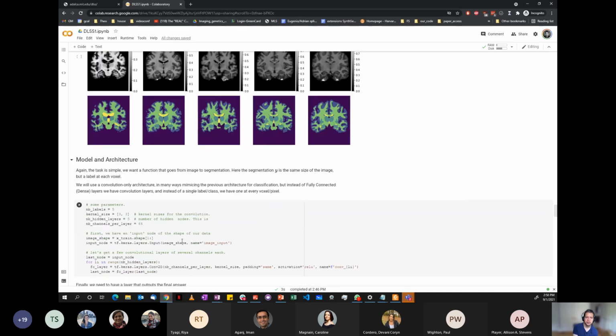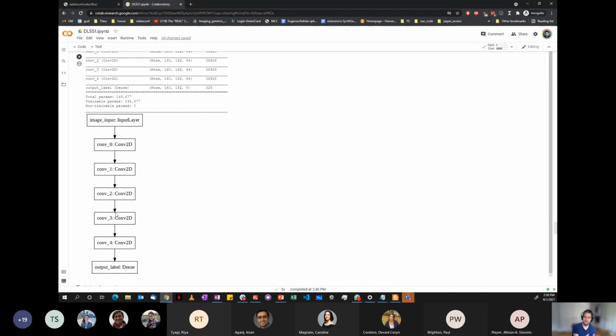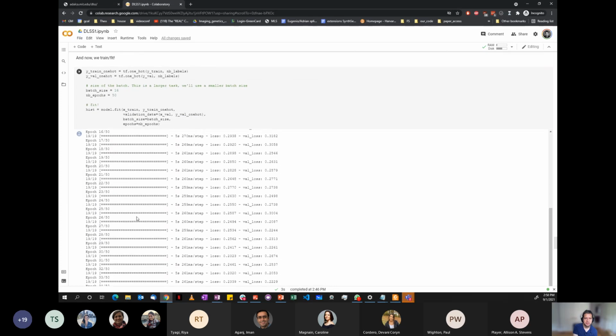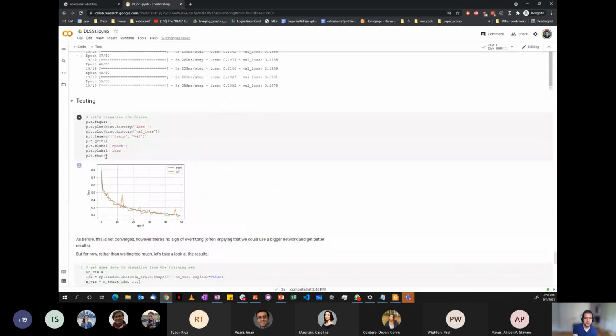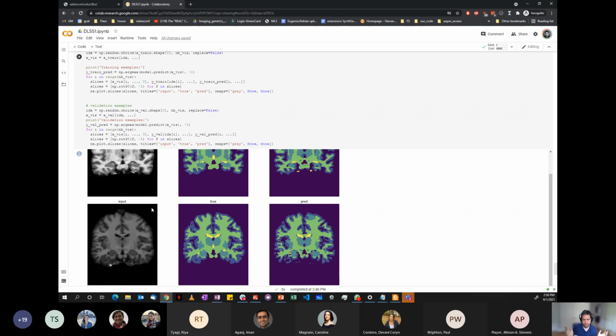Again, how to think of the model and architecture. Very similar model, but now we're dealing with convolutions. And so I describe how to build these convolutions and what are the properties that matter. Again, training and learning. This time we learned a little more what the training graph looks like, and then we visualize some results. So that's what the tutorial does.